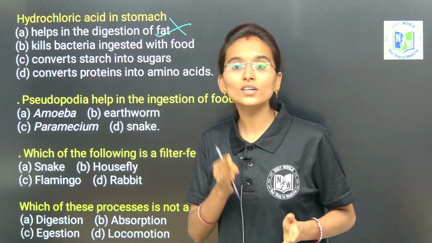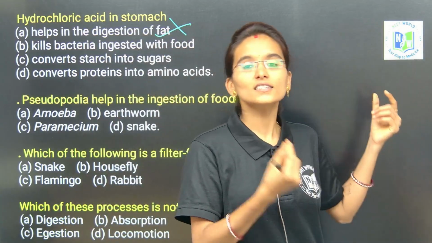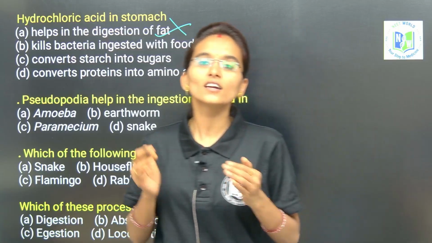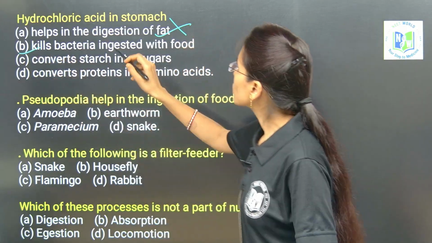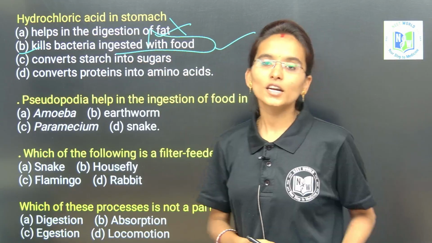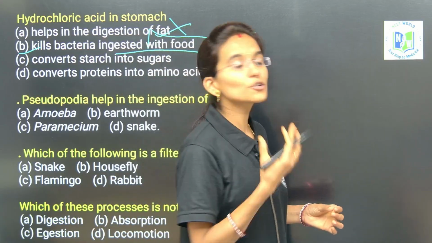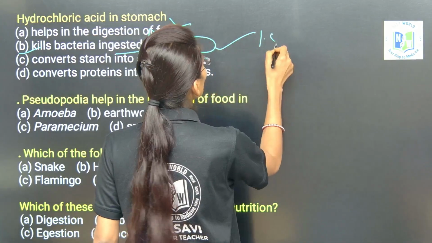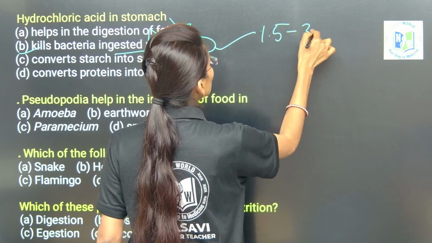Okay. So to make the fats into the simple fatty acids, lipases are the enzymes which are involved, my dear students. Okay. So next it kills the bacteria ingested with the food. Okay. So this is the absolutely right option. Because the HCl acid in our stomach is going to maintain the pH from 1.5 to 3.5, my dear students.